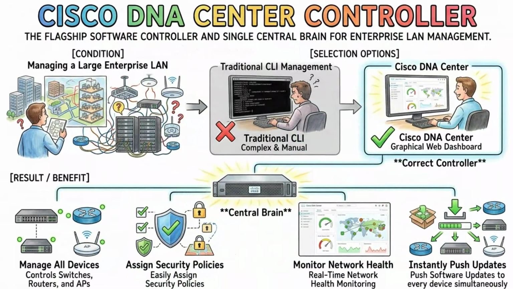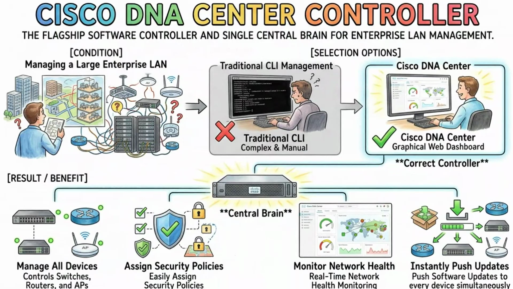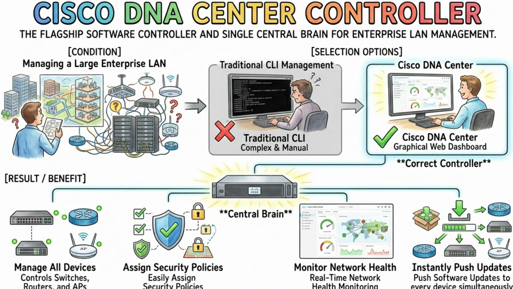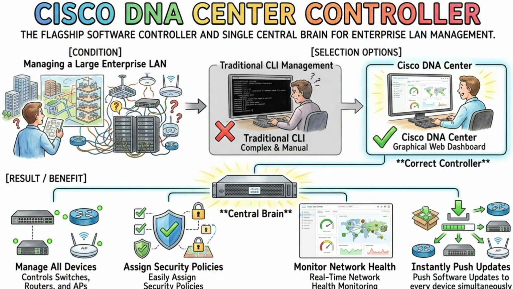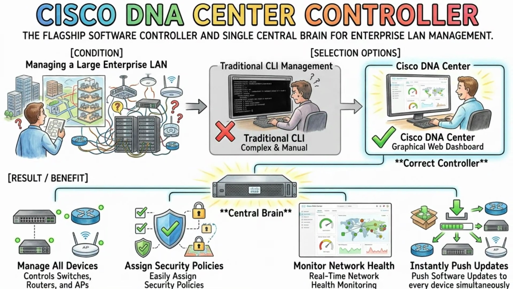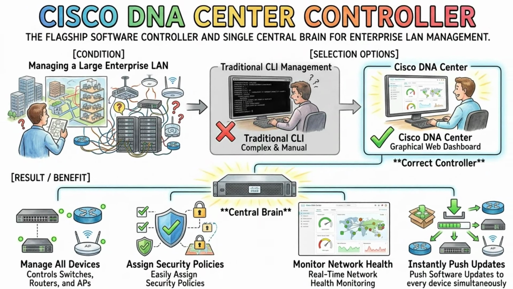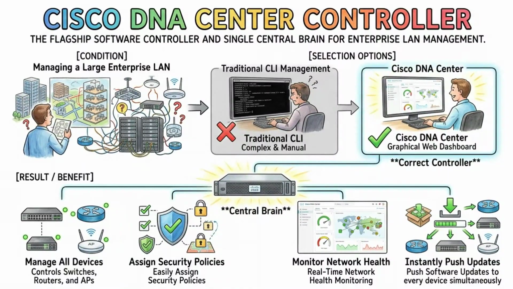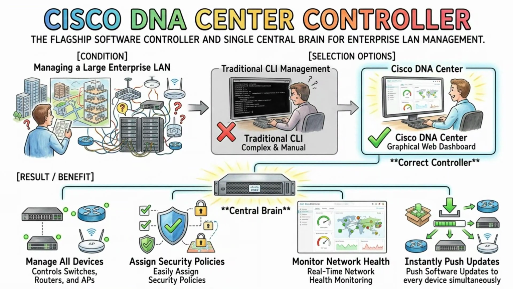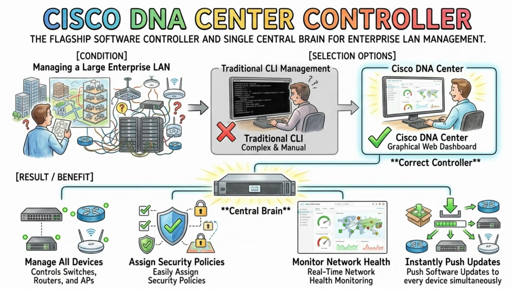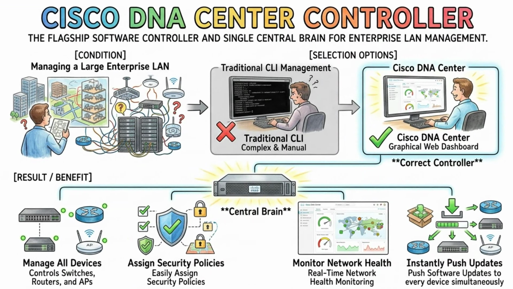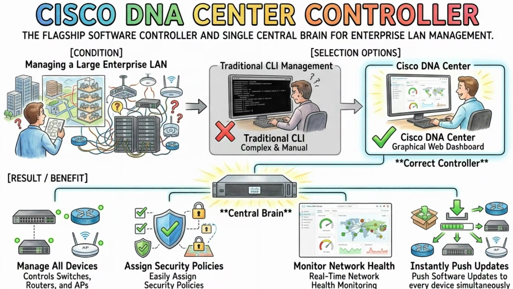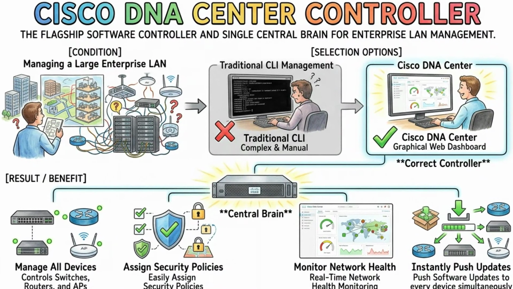The absolute flagship software controller that you must know for the Cisco certification is called the Cisco Digital Network Architecture Center, or simply DNA Center. DNA Center is a highly powerful management appliance that acts as the single central brain for your entire enterprise local area network. Instead of typing complex command line codes, administrators simply log into a beautiful graphical web dashboard on DNA Center to completely manage their switches, routers, and wireless access points. DNA Center allows you to easily assign security policies, monitor network health, and instantly push software updates to every single device in your entire building simultaneously.